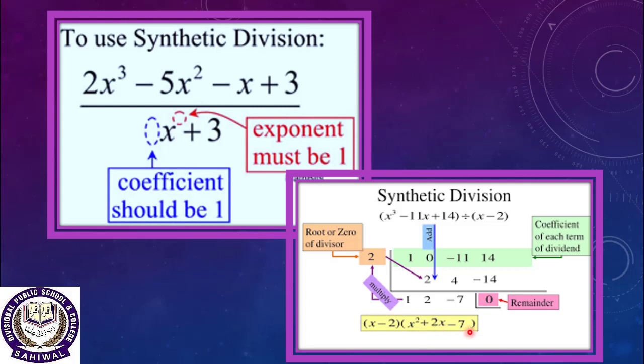We can obtain this quotient from these terms. 1 is the coefficient of x squared, 1 is the coefficient of x, and minus 7 is the coefficient of x raised to the power 0, or the constant term. This quotient should be 1 degree less than the given polynomial. So 1 is the coefficient of x squared.